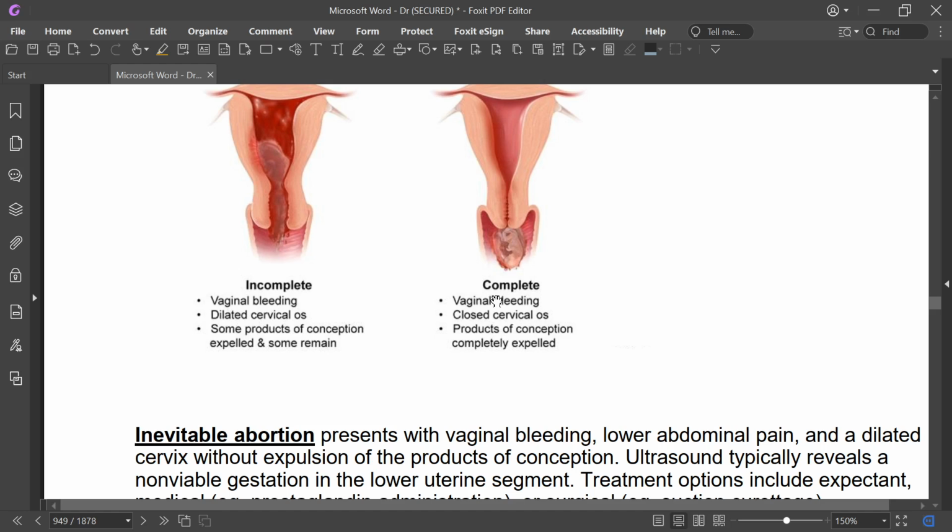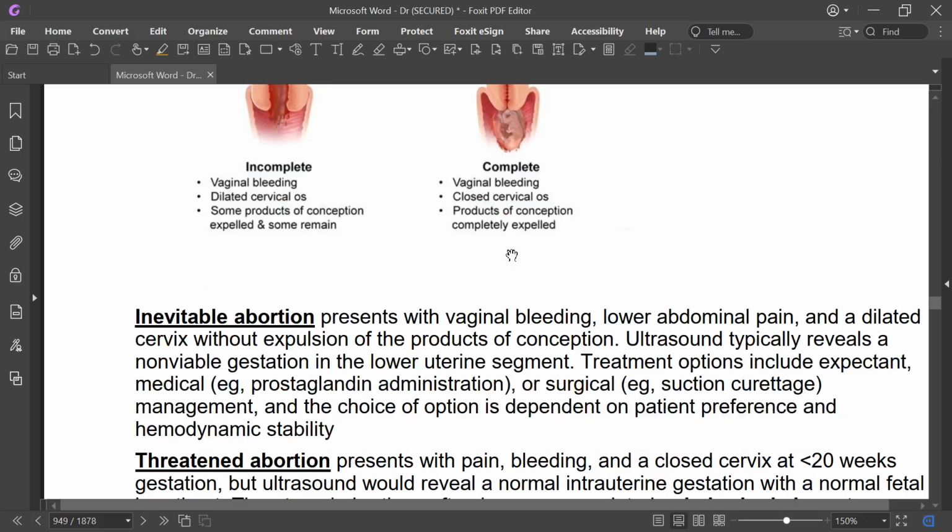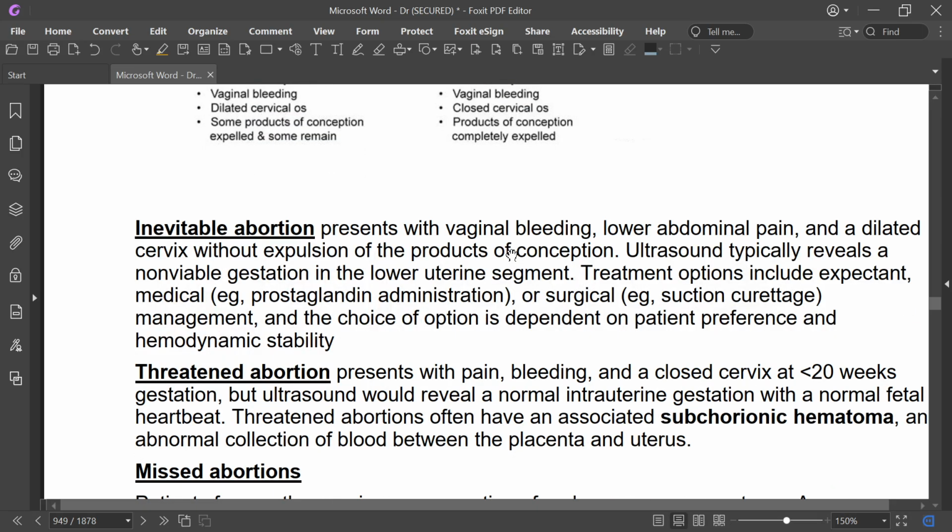Inevitable abortion presents with vaginal bleeding, lower abdominal pain, and a dilated cervix with expulsion of products of conception. Ultrasound typically reveals a non-viable gestation in the lower uterine segment.